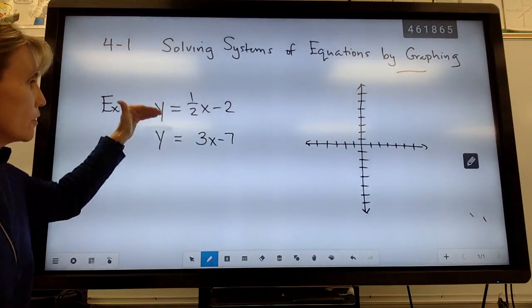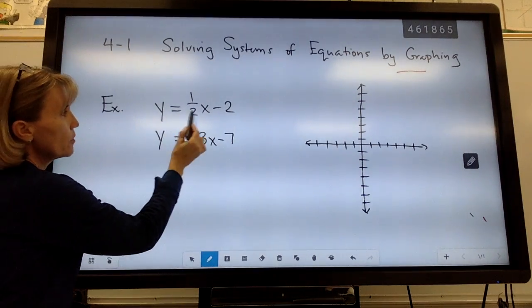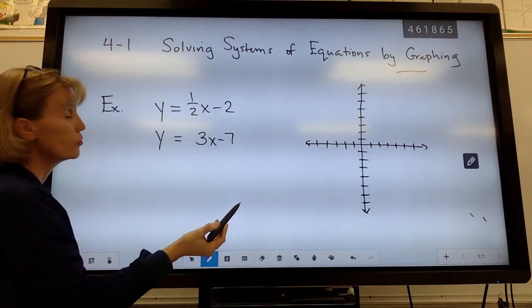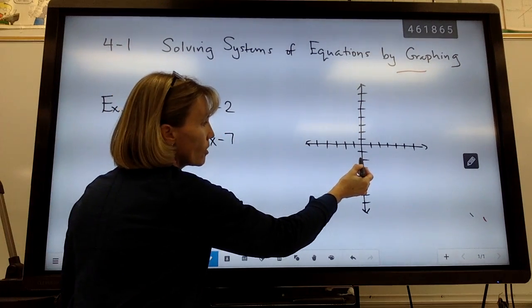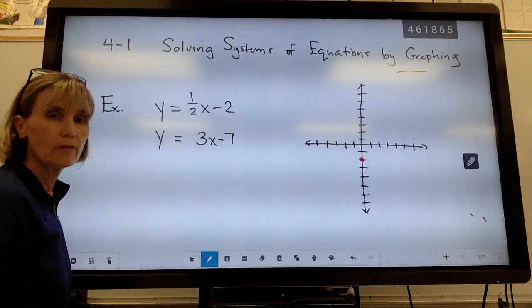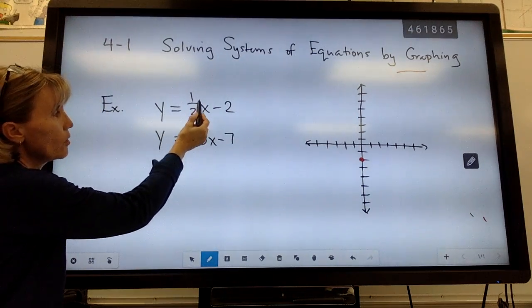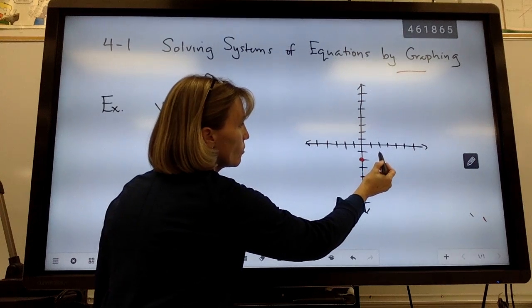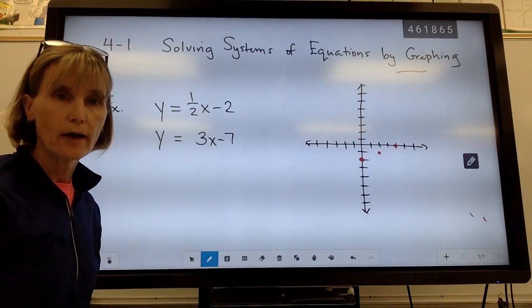So we're going to take each one of these equations and we're going to look at them on the graph. Okay, this is in slope-intercept form, so it's really simple to graph. My y-intercept is -2, so it's going to cross the y-axis down here at -2. That's where my first point goes. And then I'm going to use the slope, the rise over the run. It's going to rise 1, and it's going to run 2. Rise 1 and run 2. And I'm going to draw that line.